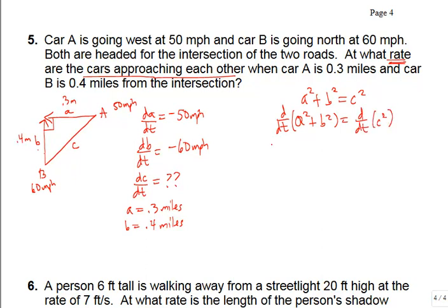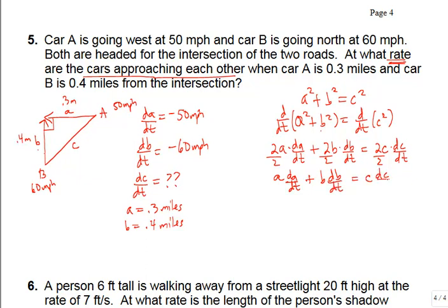So derivative of a squared wants to be 2a, but we have to multiply that by dA/dt. Derivative of b squared wants to be 2b, but we're going to multiply that by dB/dt. And derivative of c squared is 2c times dC/dt. Now just to make our life a little bit easier, every term here is divisible by 2, so let's go ahead and divide everything by 2. So we get a dA/dt plus b dB/dt equals c dC/dt. And now we're ready to plug in.